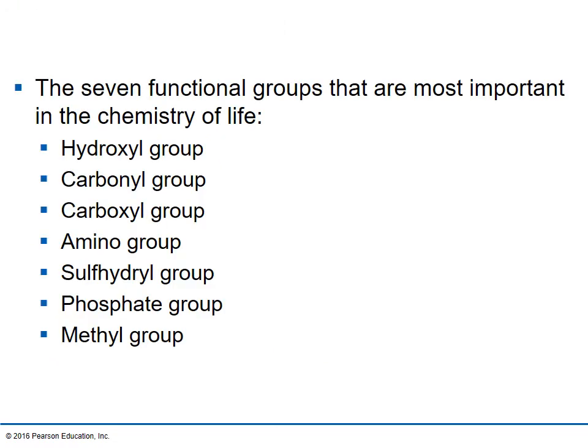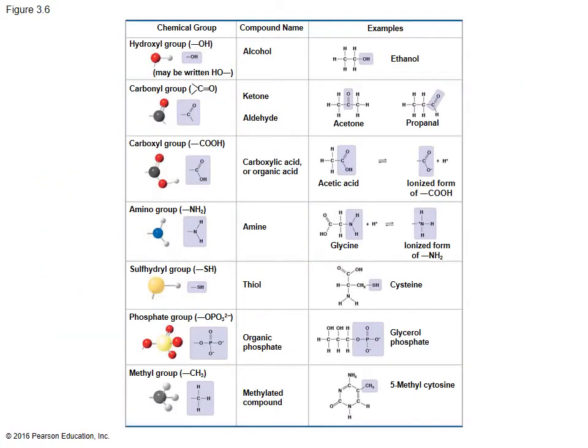All right, so here are the 7 functional groups that I was alluding to. You have hydroxyl, carbonyl, carboxyl, amino, sulfhydryl, phosphate, and methyl. And those look like crazy words. They look scary, but they're actually just not. So let's look at each one of them.